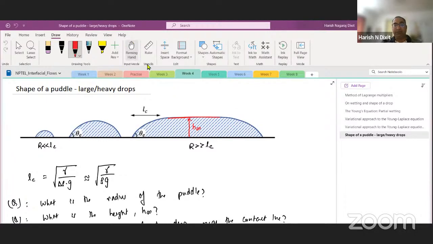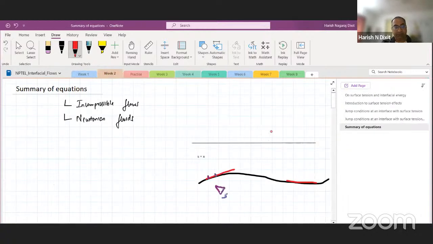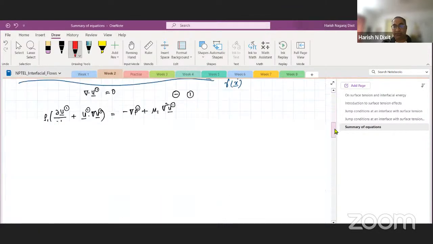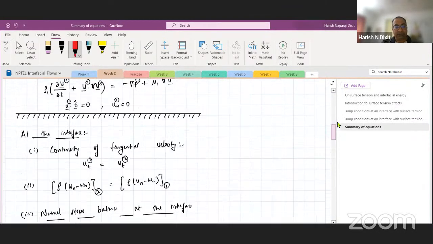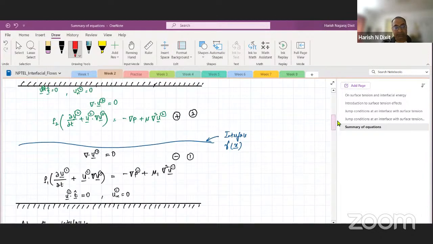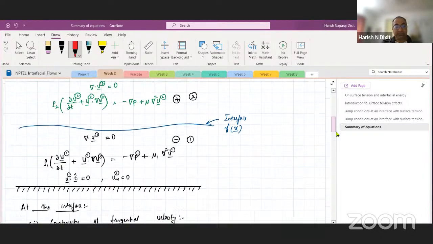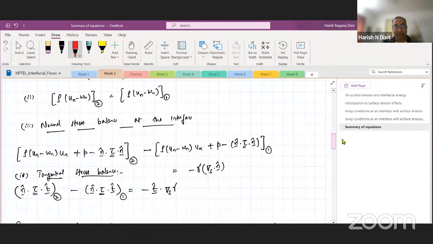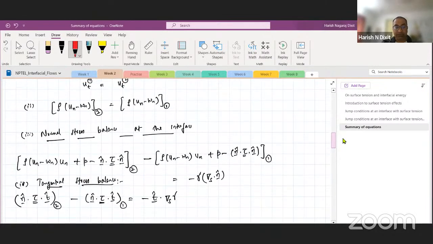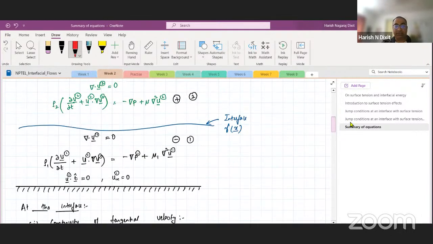Now, if I understand correctly, the kind of question you're asking is: if I were to solve the full equations numerically, let's say I look at the week 2 lecture, which has a summary of all the equations. You have 2 fluids. You write down the Navier-Stokes equations in both the fluids, you write down the jump conditions and so on. Now you have to apply boundary conditions at the wall. In this case, there is no contact line problem, so there is no such boundary condition.